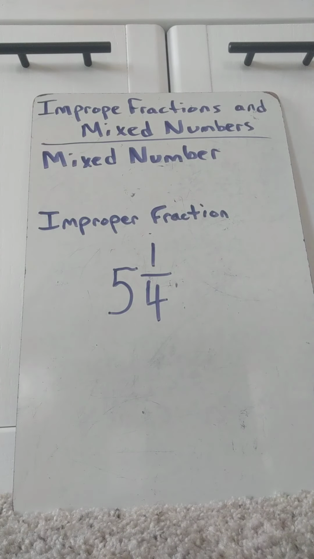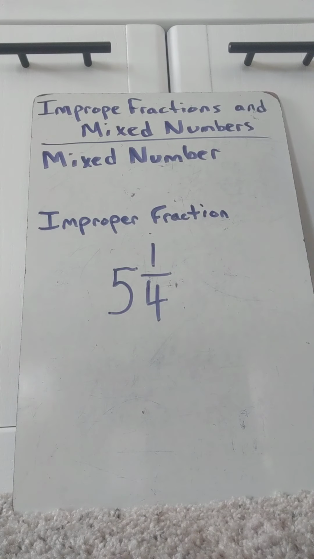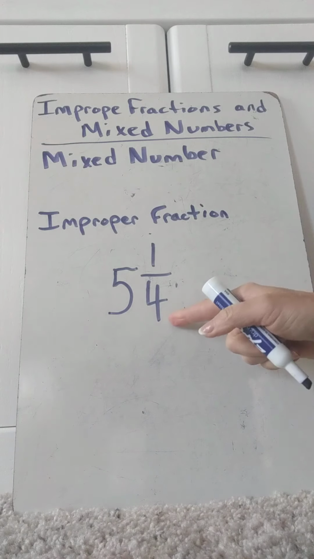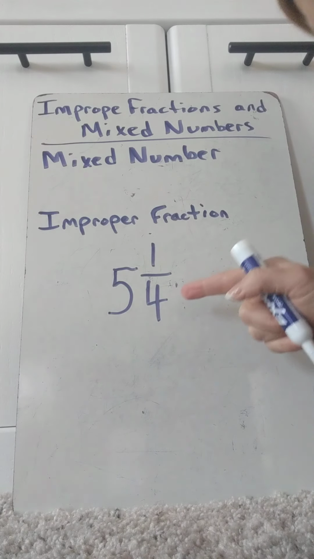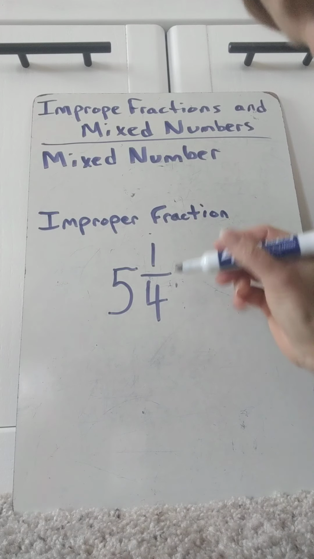Okay, here's my mixed number. It's a mixed number, remember, because I have a whole number and a fraction. So my mixed number here is 5 1/4. Here's how I'm going to change that into an improper fraction. You always start at the bottom here at the denominator, and you go around, you go clockwise.